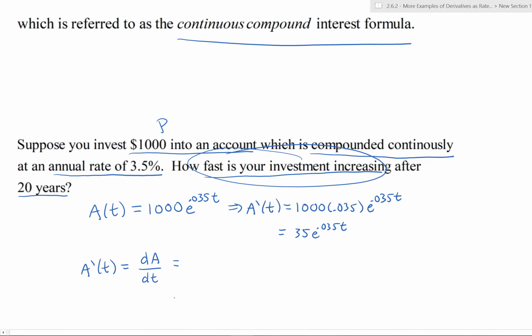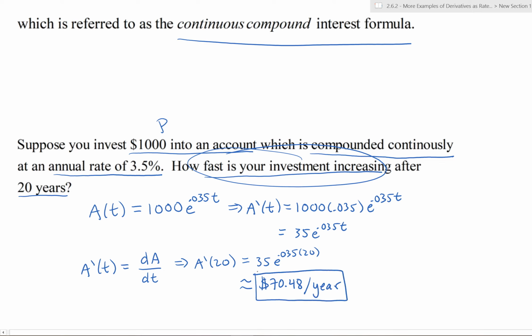And so if I then take that function I just found, right above, and I plug in my 20 into it, A prime of 20, then I'm going to get that thing that I'm looking for, which is 35 e to the 0.035 times 20. And if you press a few buttons here, you will find out that this is approximately $70.48, keeping in mind that this is a rate and it's really $70.48 per year, right? Change in output over change in input.